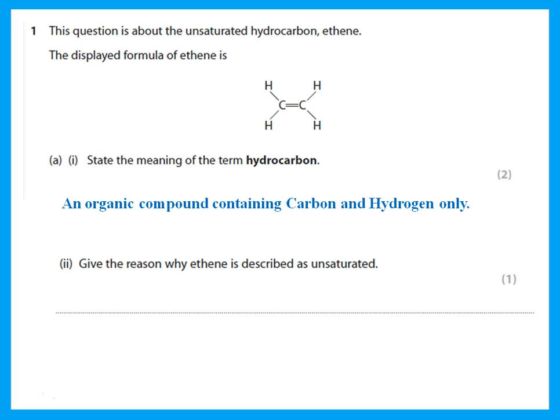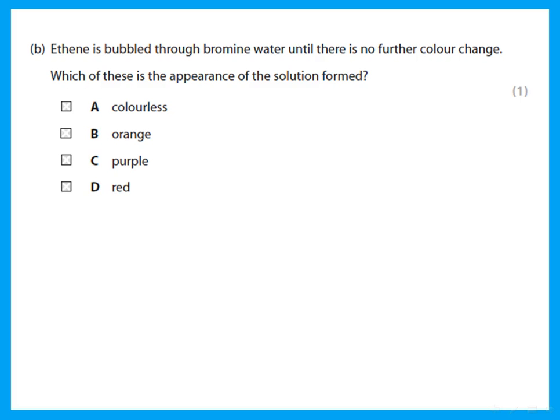Now, give the reason why ethene is described as unsaturated. Remember, we said, what does unsaturated mean? It means it has a C double bond C, or it is an alkene. So we refer to alkenes as unsaturated because they have a C double bond C. Alkanes are saturated because they have no C double bond C.